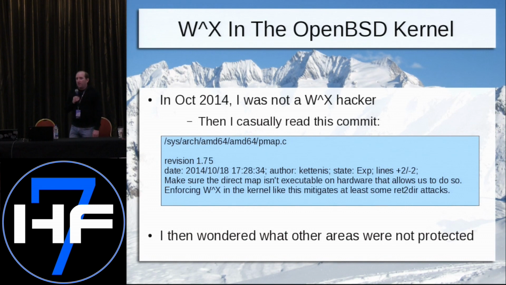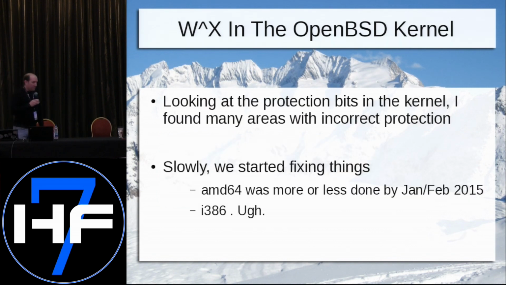That innocuous little change, which by the way was a 2-line diff, made me think, I wonder if the direct map isn't protected. I wonder what other areas are not protected. And that became an all-consuming effort for the next few months. So I looked at all the other protection bits in the kernel that I could find, and I found a lot of areas that had incorrect permissions or flat out completely broken permissions. And slowly I started picking these off over the next few months. I would go in and fix something, and I would look at the map, and then I would say, okay, now that region's broken, I gotta go fix this, and I gotta go fix that. And I'll talk a little bit more later about exactly the regions that I found that were broken.